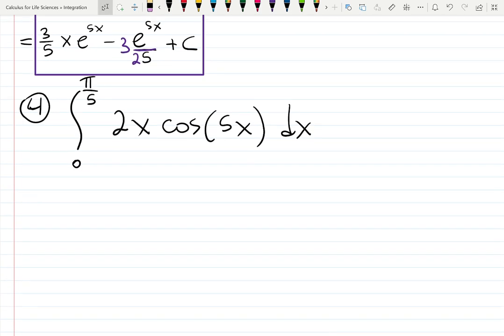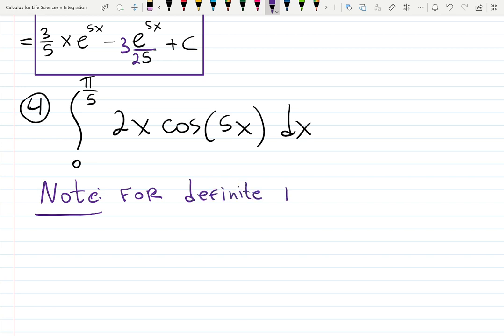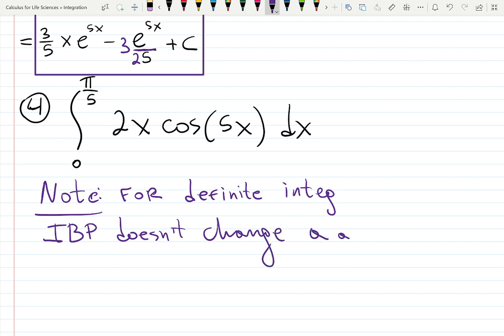Integration by parts is not a transformation. Let me write down this note. Note: for definite integrals, so they want to have defined limits of integration, integration by parts doesn't change a and b, the limits of integration. No need to change a and b. In U substitution we did, because U substitution was a transformation, while integration by parts is not a transformation.